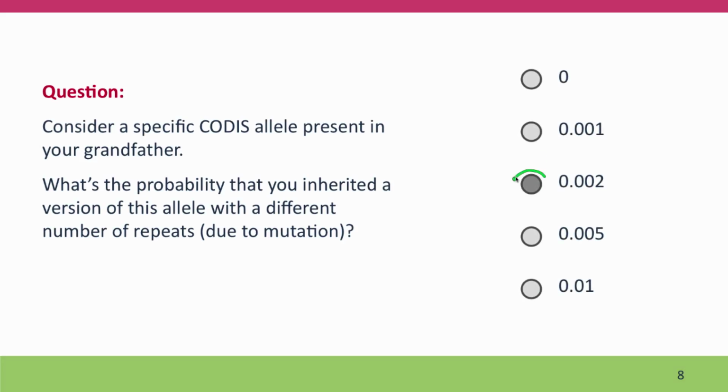And the answer is 0.002. 2 in 1,000 times you would have a different version, a different copy number. It's 1 in 1,000 is the mutation rate per generation, and there are 2 generations between your grandfather and you.